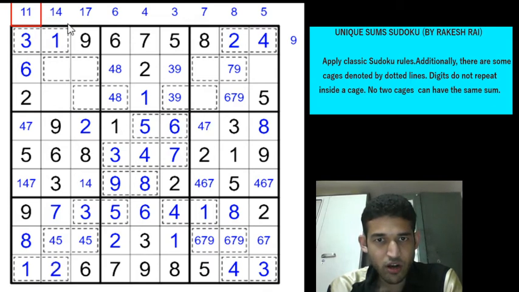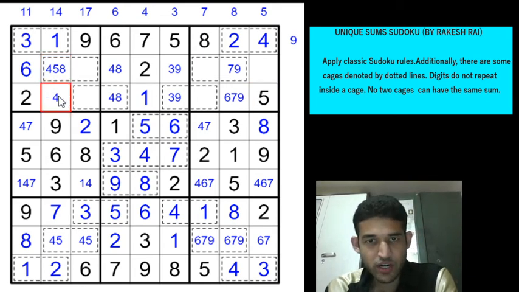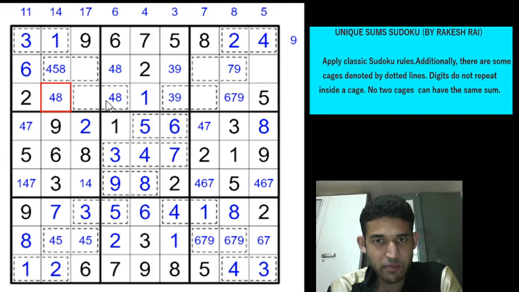Let's focus on column 2. We have placed 6 digits already. 4, 5 and 8 are yet to be filled along that column because 1, 3, 6, 9, 2 and 7 have been placed. So this will be a 4, 5 or 8, and this will be a 4, 5 or 8. But we have a 5 here, right? So this is going to be a 4 and 8. That gives us a 4, 8 pair.